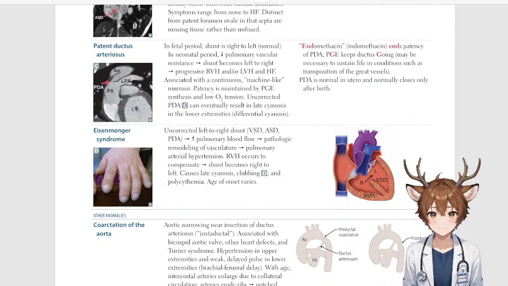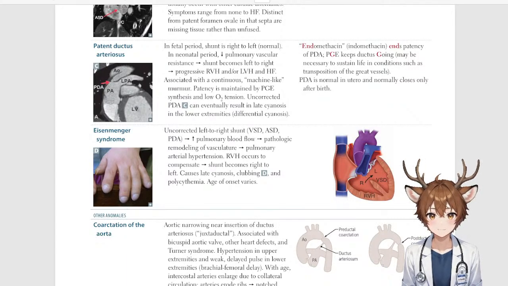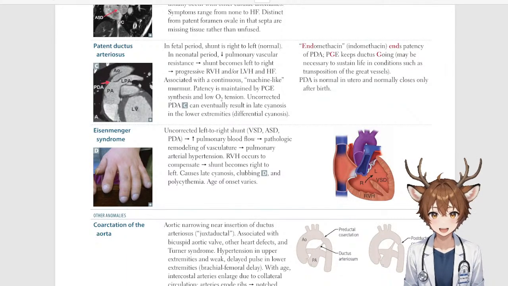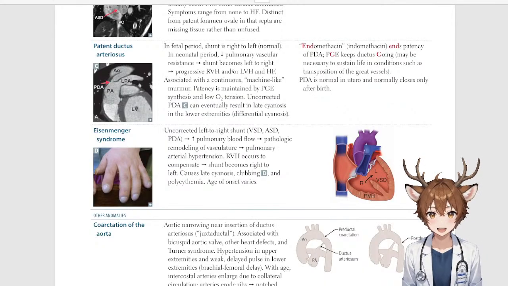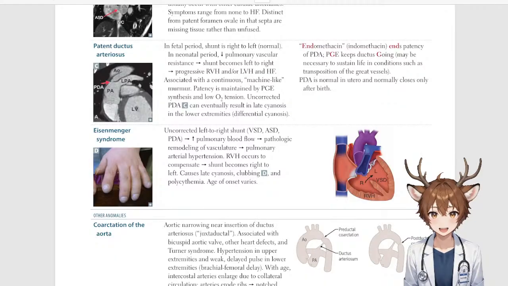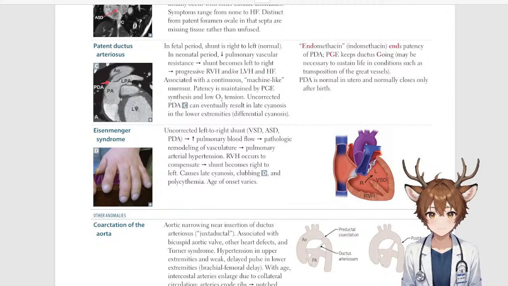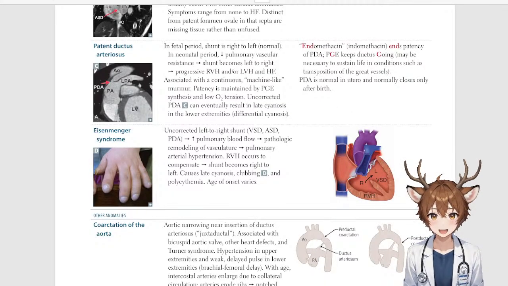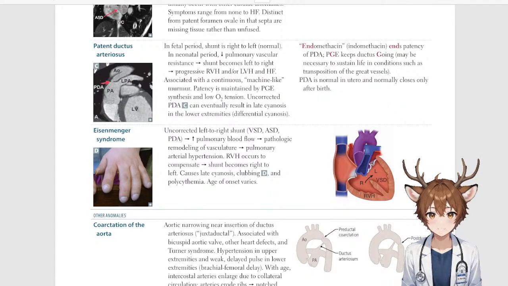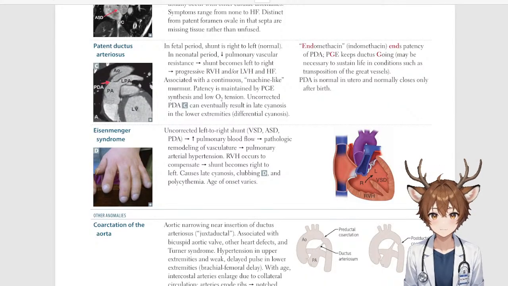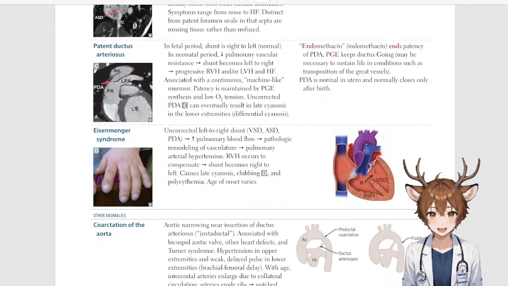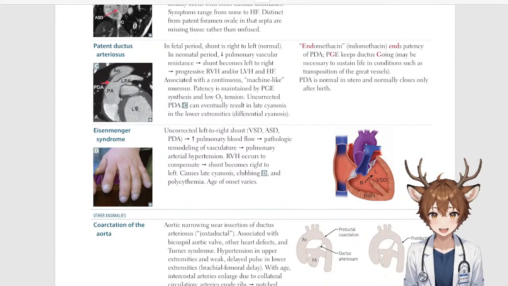Eisenmenger syndrome. Uncorrected left to right shunt, VSD, ASD, PDA, leading to an increase in pulmonary blood flow, leading to pathologic remodeling of vasculature, leading to pulmonary arterial hypertension. Right ventricular hypertrophy occurs to compensate, leading to a shunt which becomes right to left when the right ventricle pressure is greater than the left ventricle pressure.